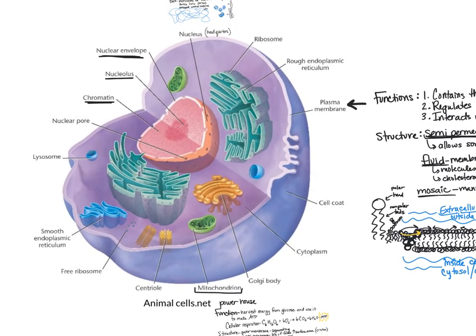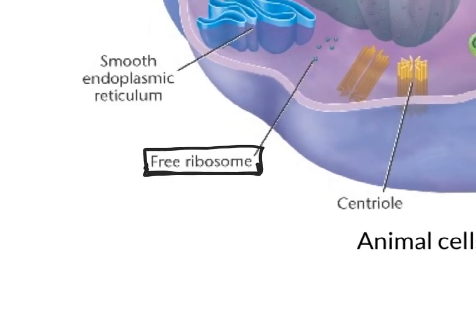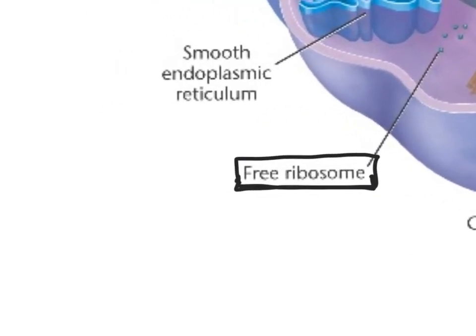So taking a look at our cell again, let's move on to our next organelle, which is actually not much of an organelle, but it's called a ribosome. You can see a free ribosome here, and then up in the upper right-hand corner, we have a ribosome. That's because ribosomes can be found on the rough endoplasmic reticulum, but they can also be free ribosomes, as indicated in the bottom left-hand corner. They can float around in the cytosol or cytoplasm, but they can also be attached to the rough endoplasmic reticulum.